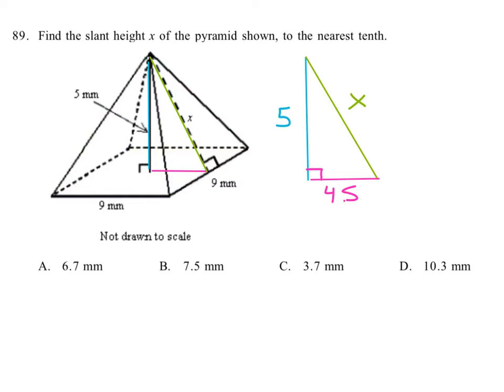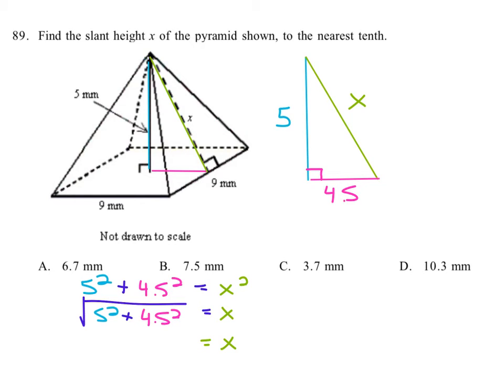So we can then set that up as a problem. We can say 5 squared plus 4.5 squared equals x squared. Or another way to write that would be x is equal to the square root of 5 squared plus 4.5 squared. And then I can just type that into the calculator, and let's see what we get.